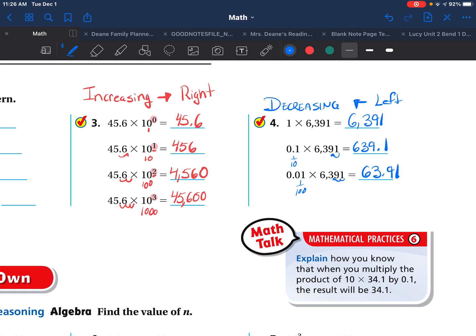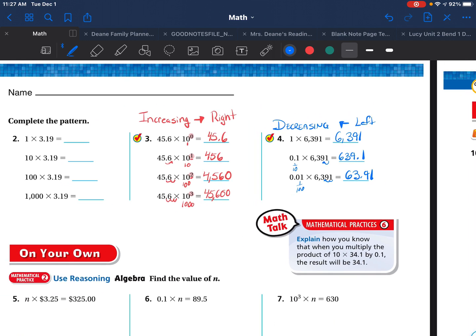So when you have a decimal or a fraction, you're going to go to the left. When you have a power of 10 with an exponent or just a power of 10 that it's going up, which is increasing, you're going to move to your right.